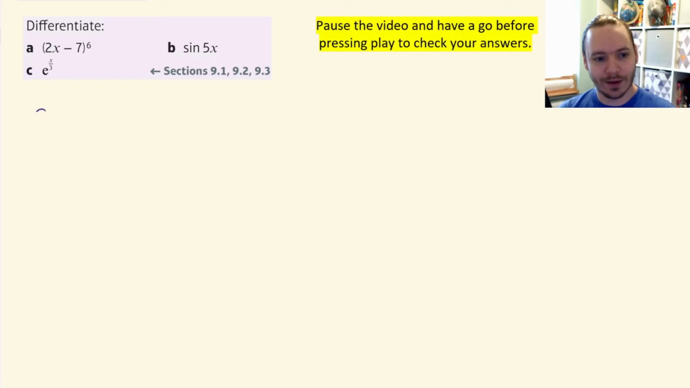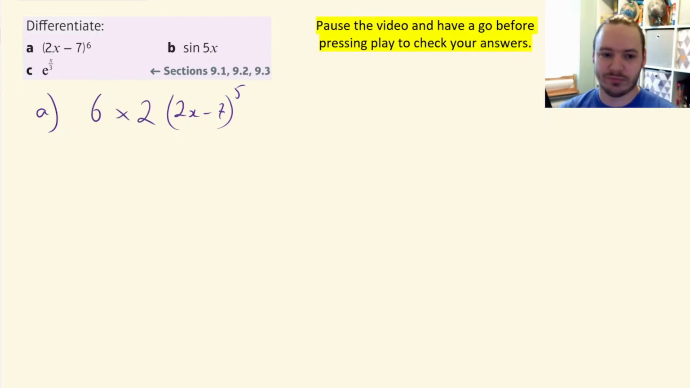So, part A, we've got a function inside a function. This is a chain rule question, but because it's such a simple chain rule question, I wouldn't expect you to need to do the chain rule for it. We're going to take the power 6 and bring it in front, and therefore we're going to lower the power down to 5. And we're also going to multiply by the differential of what's inside. So we need to multiply by 2, because if I differentiate that inside function, I get 2. So tidying up, that is 12 times (2x minus 7) to the power 5, and that's it.